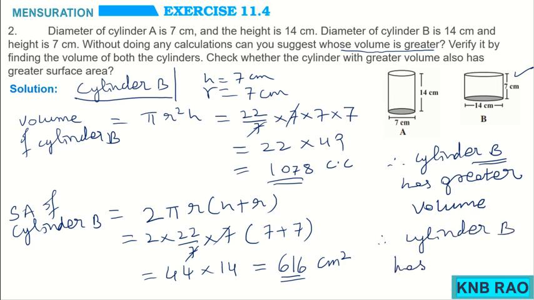So, definitely cylinder B has greater surface area also. Okay. So, this is how we calculate both volume and surface area of both the cylinders and compare them. Now, moving on to the question number 3.